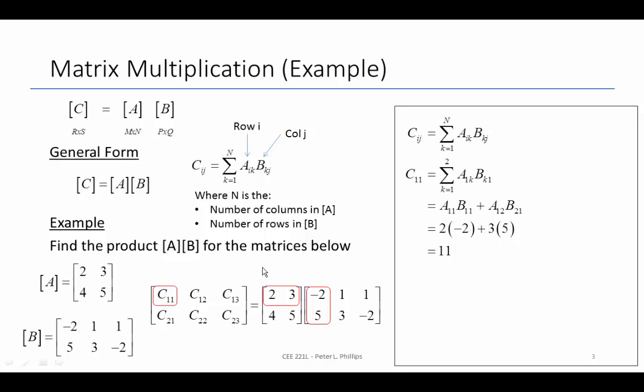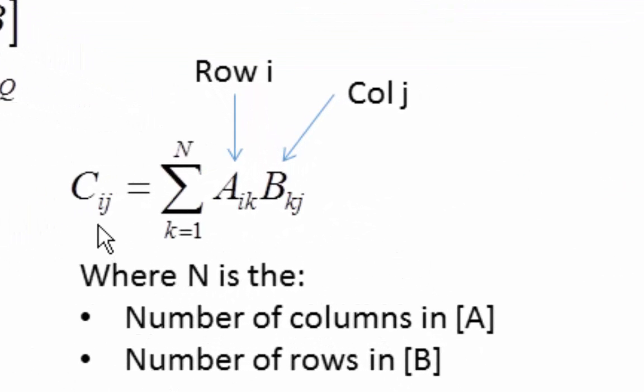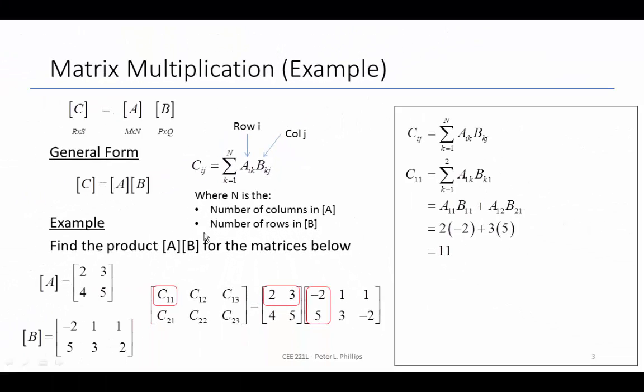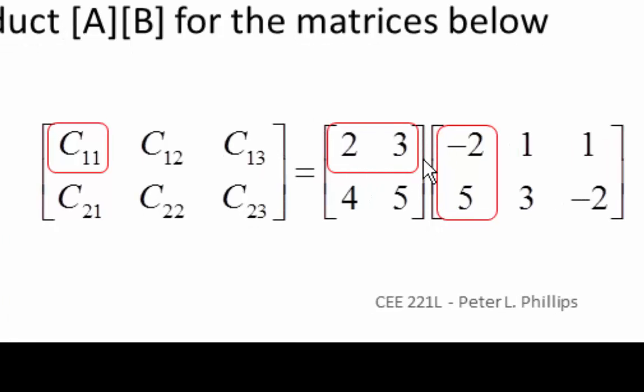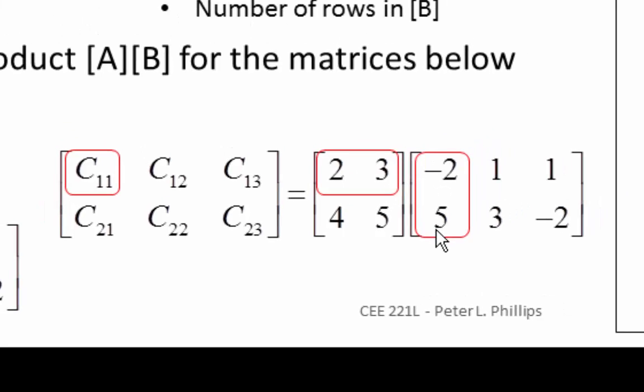So let's look at the general form here. When we're looking at C_ij, what we're actually going to accomplish is multiplying row i by column j. So when you take a row vector times a column vector, this is the same as a dot product, and you end up with a scalar. So for C11, what we want to do is take row 1 from A times column 1 from B, and we do that by multiplying the 2 times the negative 2 plus the 3 times the 5.